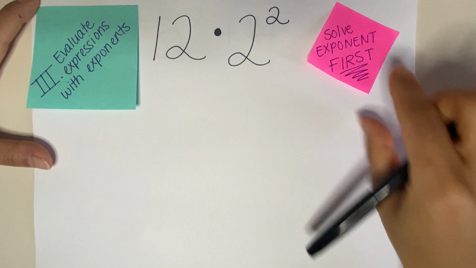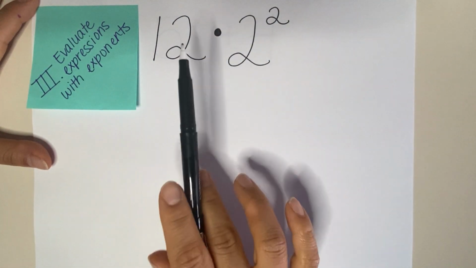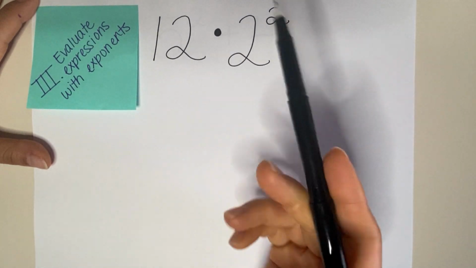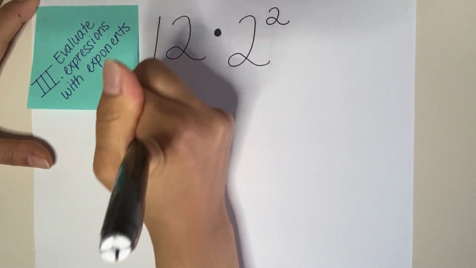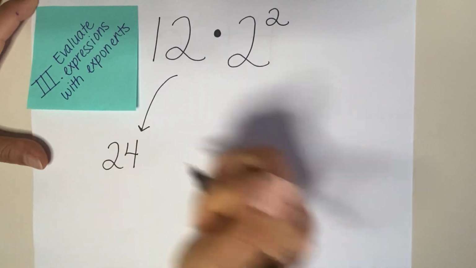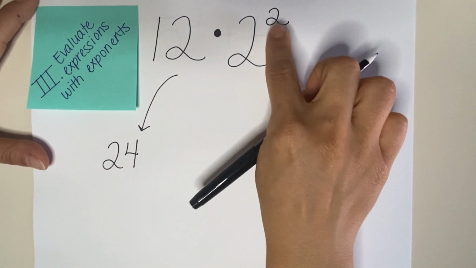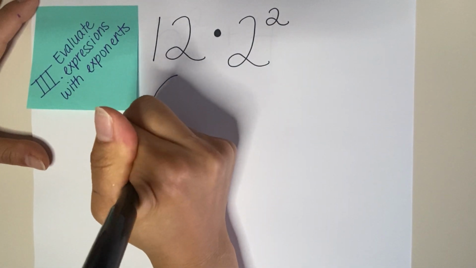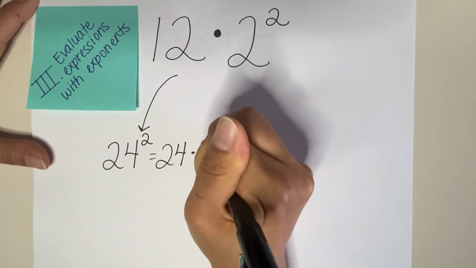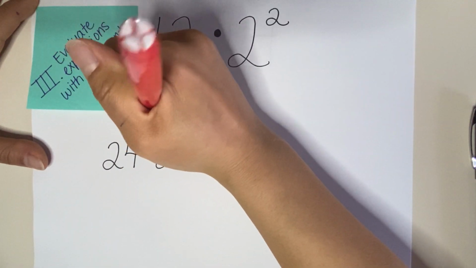So let's first solve it the incorrect way. If you don't solve with the exponent first, you might just multiply the 12 and the 2. So 12 times 2 would get us 24. And then you would raise that to the second power, because people will be like, oh, maybe I'll just tack on the exponent of 2, and that'll give you 24 times 24. And again, this is the incorrect way.